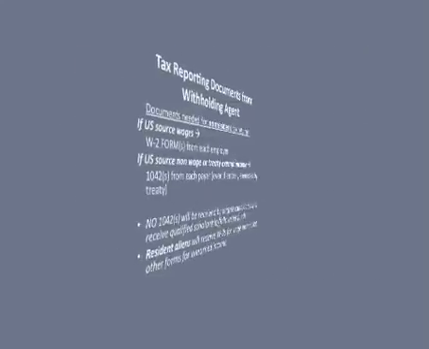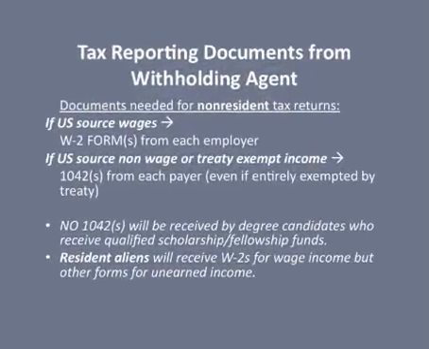Before a non-resident alien prepares his or her tax return, he or she should have received a W-2 from each employer if she or he earned U.S. source wages, unless the wages were reduced or exempted by a tax treaty, in which case he or she should have received a 1042-S or both a 1042-S and a W-2.